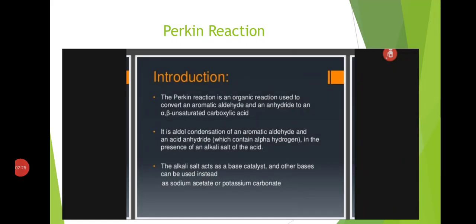The Perkin reaction is used to convert aromatic aldehyde and acid anhydride to alpha beta unsaturated carboxylic acid. It is also an aldol condensation reaction. The aromatic aldehyde and acid anhydride both have alpha hydrogens and react in the presence of an alkali salt of the acid. The alkali salts, sodium acetate or potassium carbonate, act as a base catalyst.